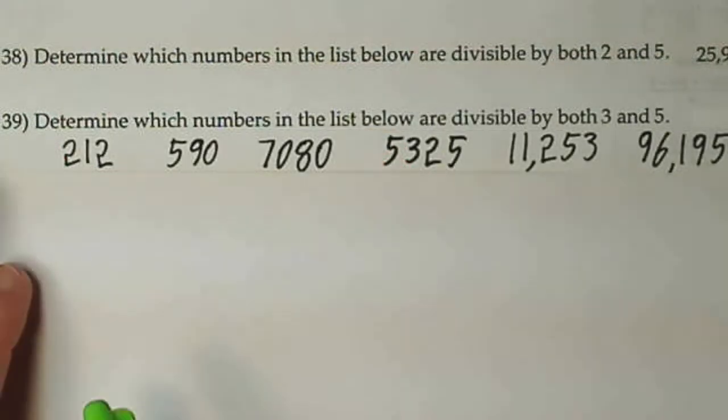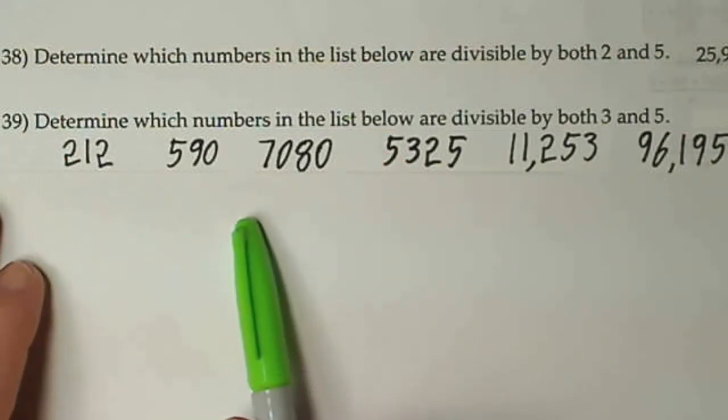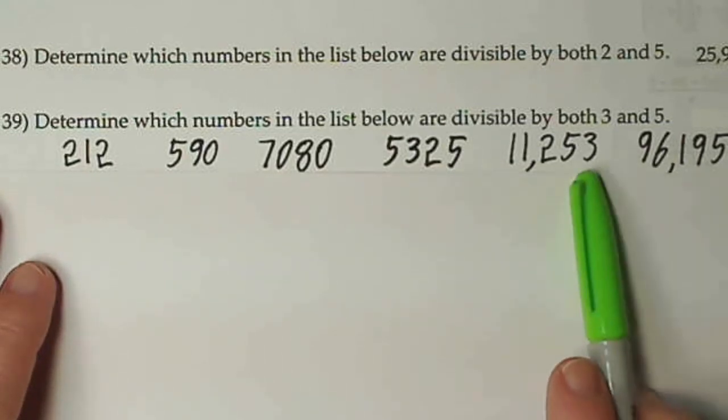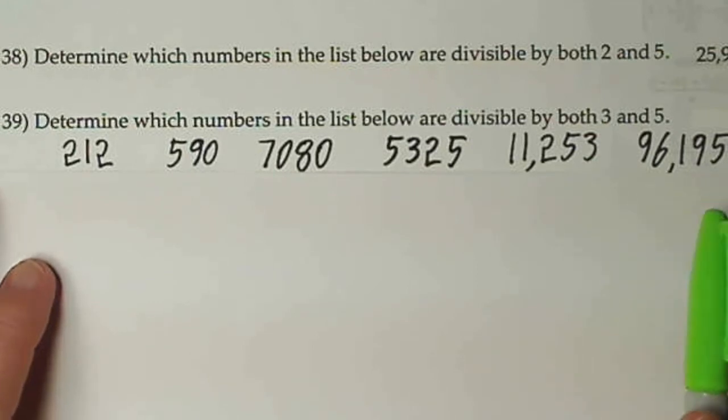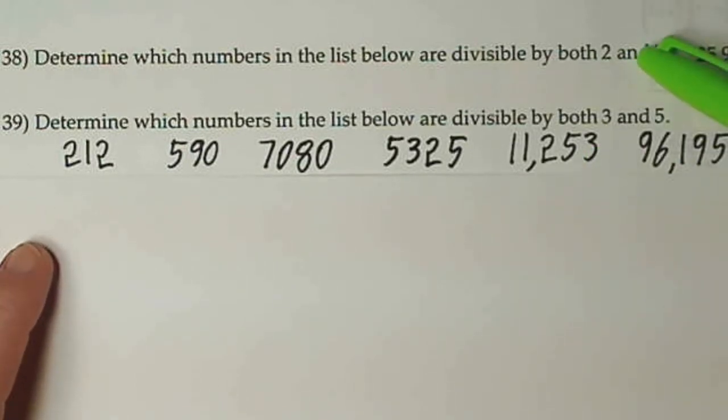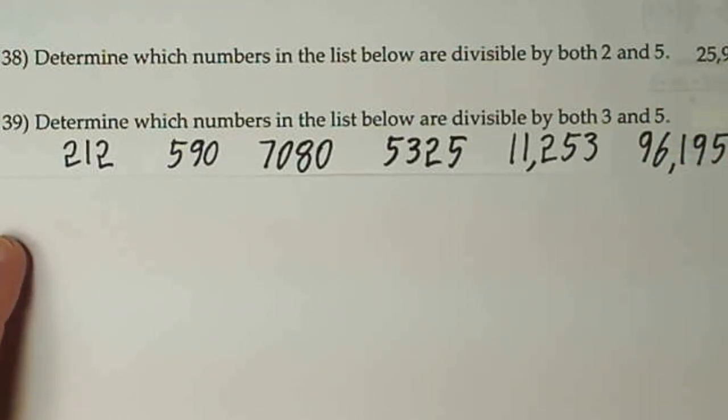All right, for number 39, they want us to determine which numbers in the list below are divisible by both 3 and 5. And they're just trying to reinforce the tricks we've learned for seeing if numbers are divisible by 3 and 5. If you notice, this one up here is 2 and 5. So they're just trying to keep your skills ready to use. They will come in handy.